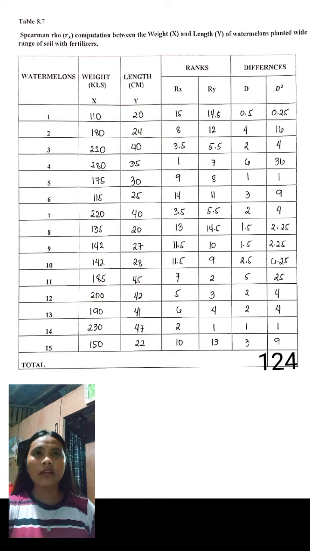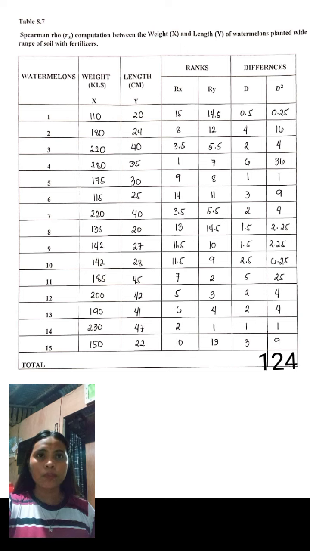So for the next column under the differences, or the D squared, we are just going to square the difference, or the D. So 0.5 squared is 0.25. 4 squared is 16. 2 squared is 4. 6 squared is 36. 1 squared is still 1. 3 squared is 9. 2 squared is 4.